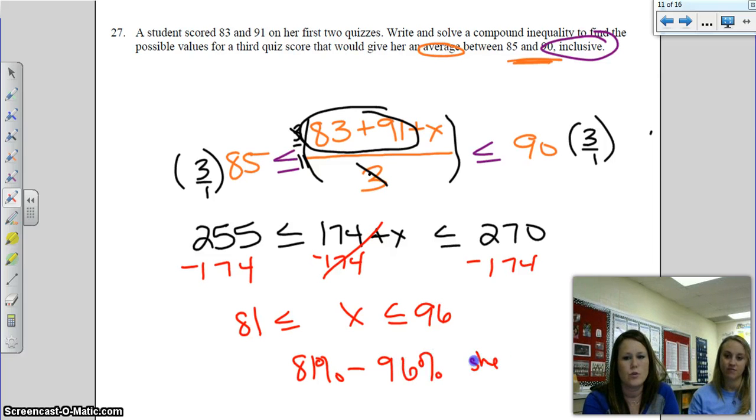96% she can score. Scores. Done. Cool. Okay.